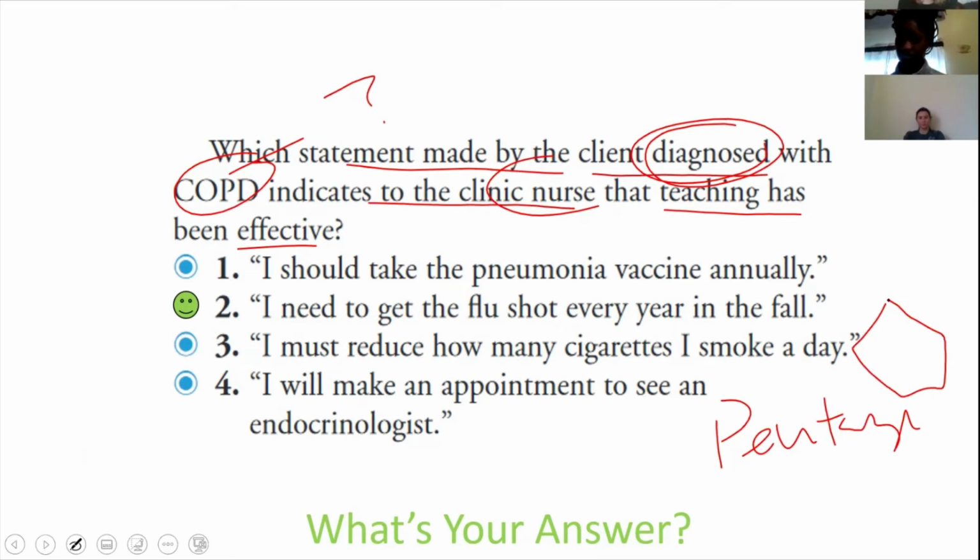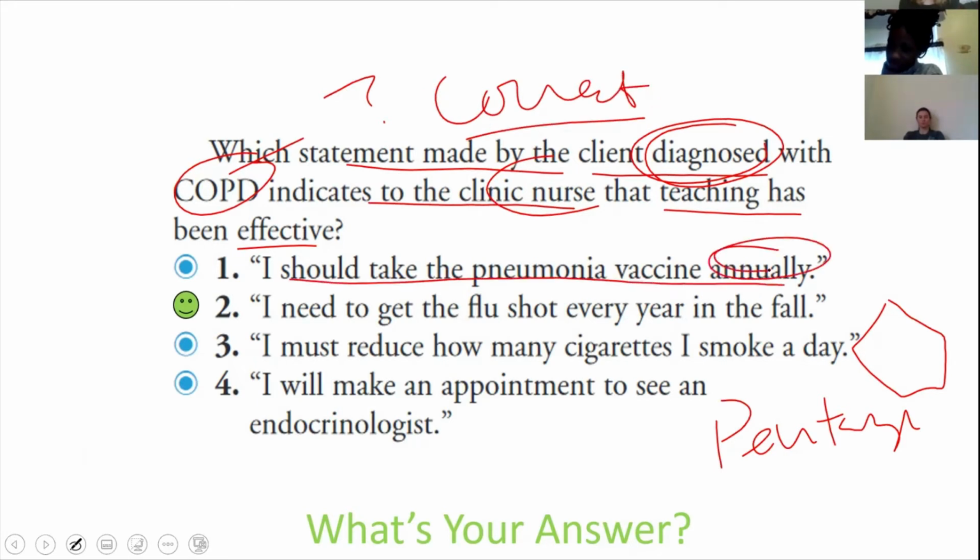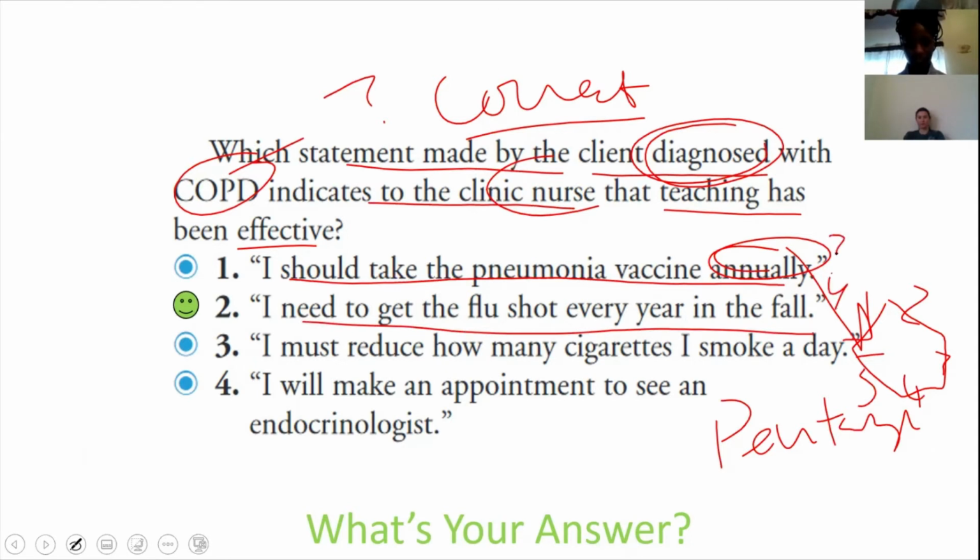5 years. All right. That's all I'll remember now. All right. So teaching's been effective. So looking for something correct. All right. Well, the first question was, well, now we know this, right? So 1, 2, 3, 5. 5 years. You get the flu shot. That's correct. Yes. Okay.